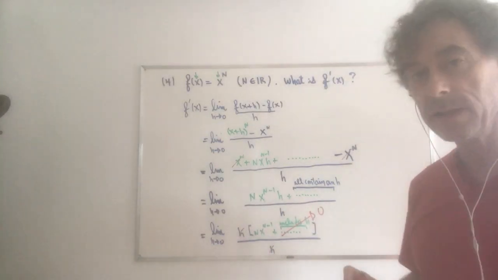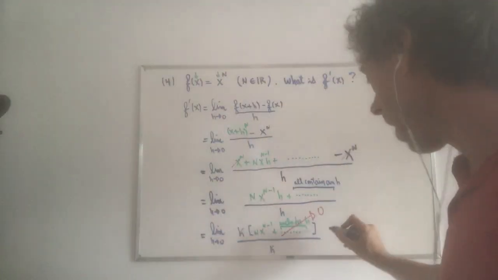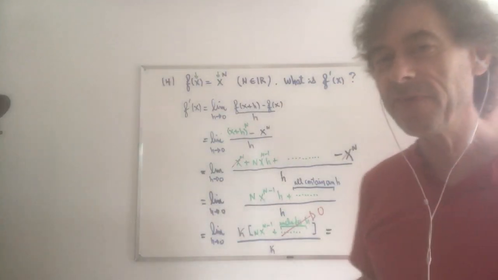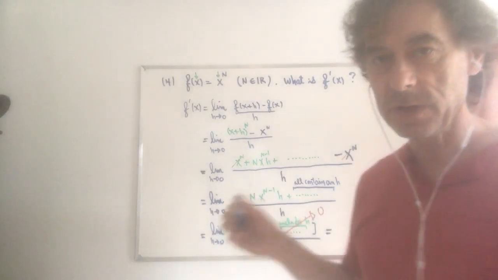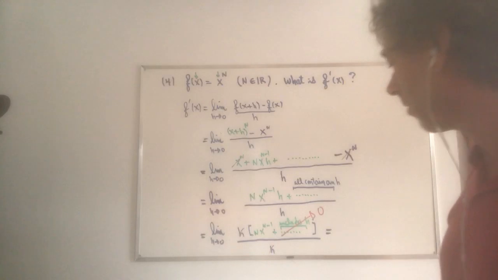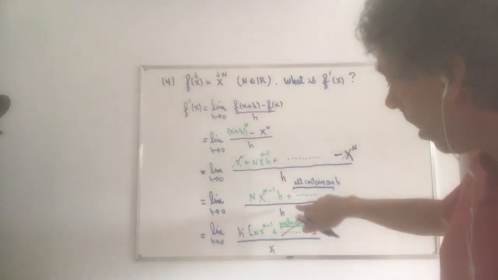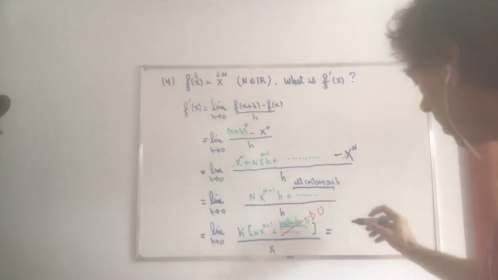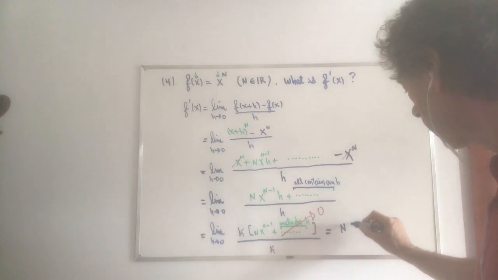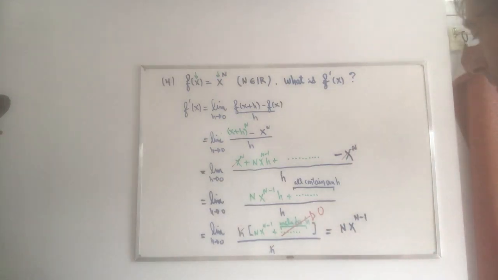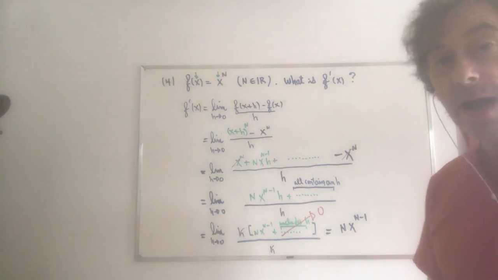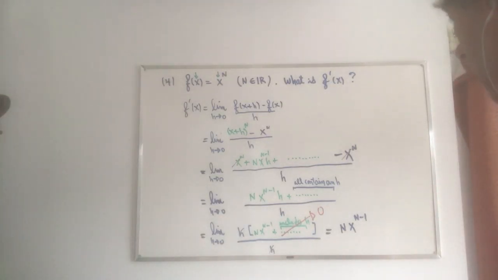Because once again, it contains an h. So what do I get? I know I'm asking for a big leap of faith on your part here, because I haven't shown why all these terms include an h, but we'll have to take that for granted for now. So if all of this goes to 0 and my h's are gone, I am left with n x to the n minus 1. And that means that we now have rule number 4.